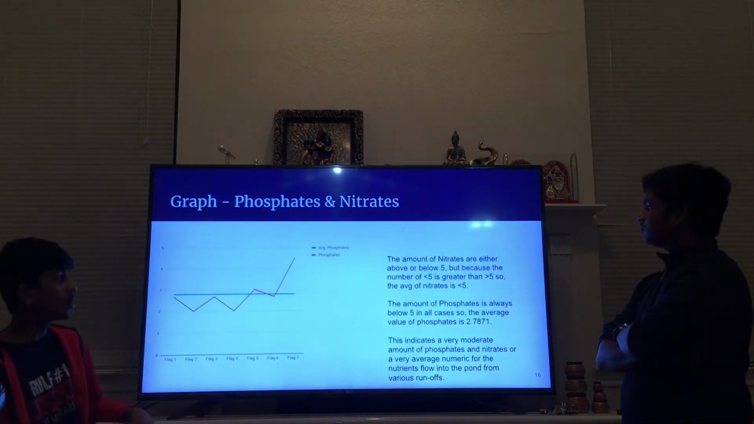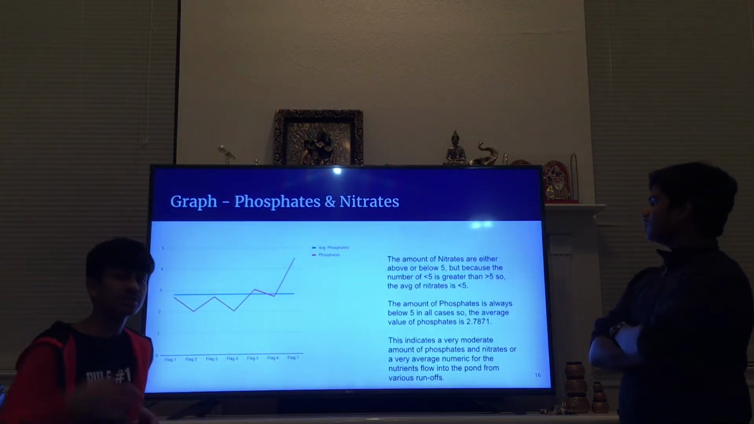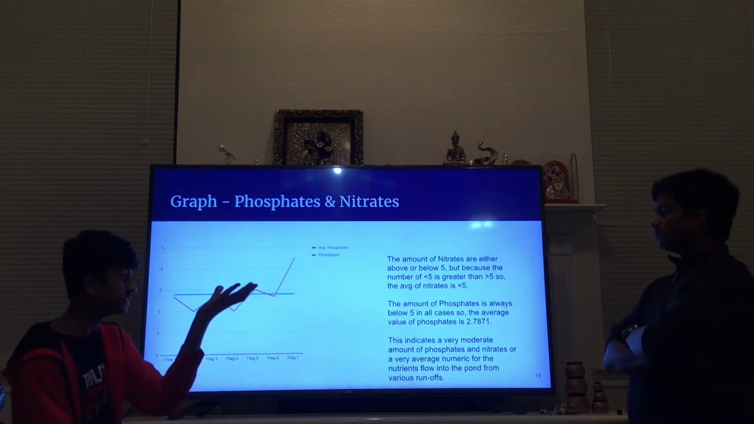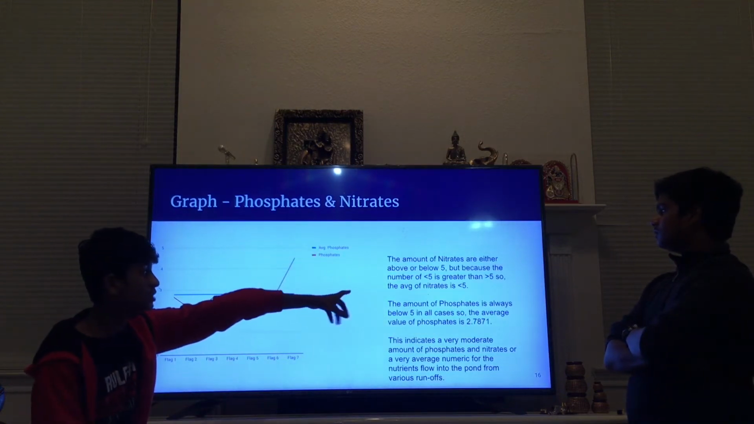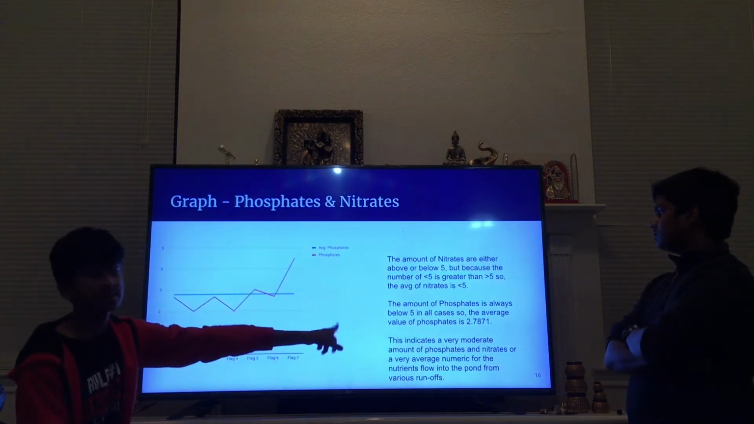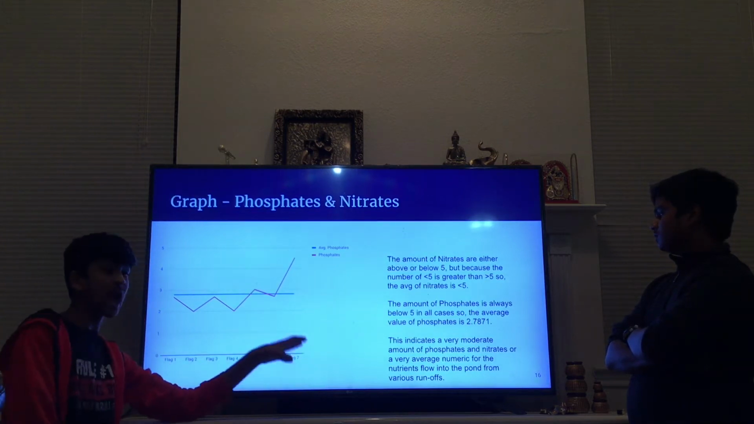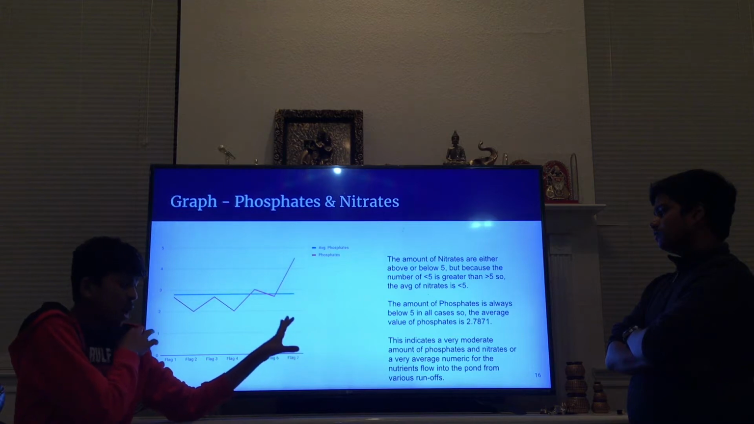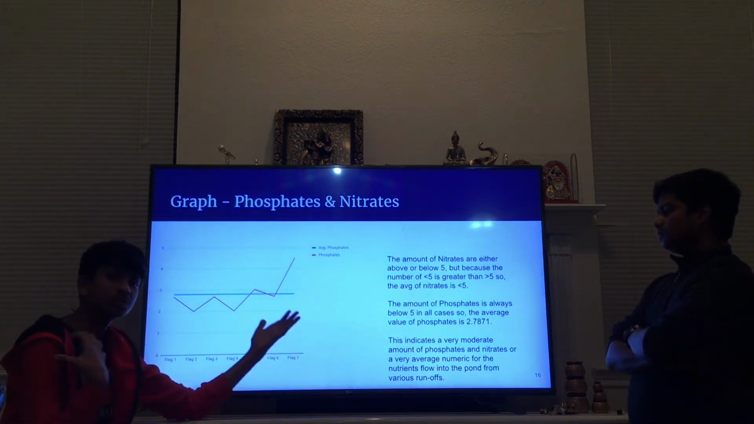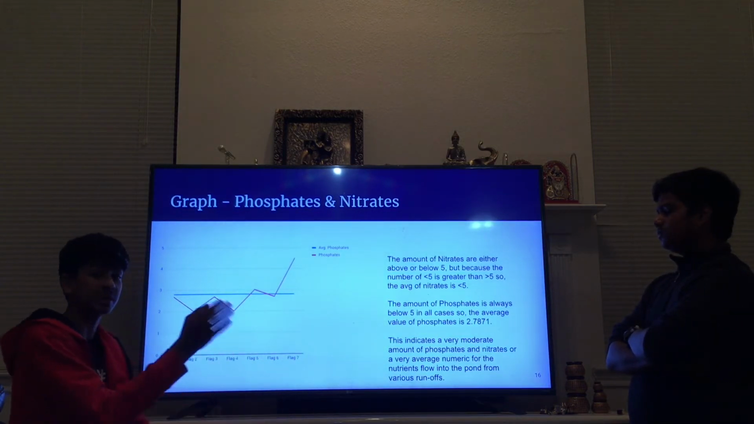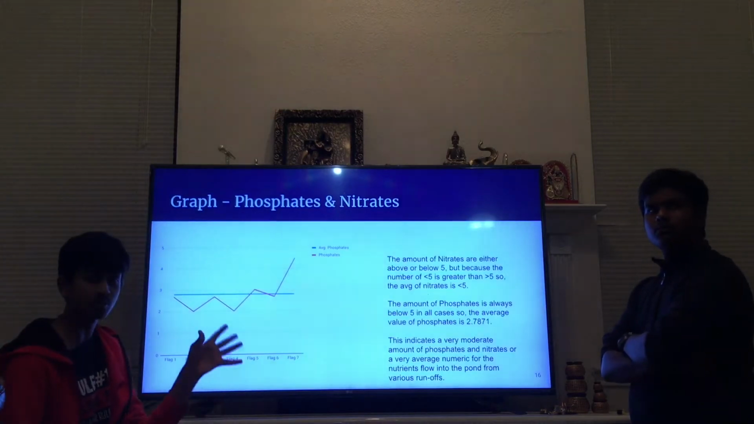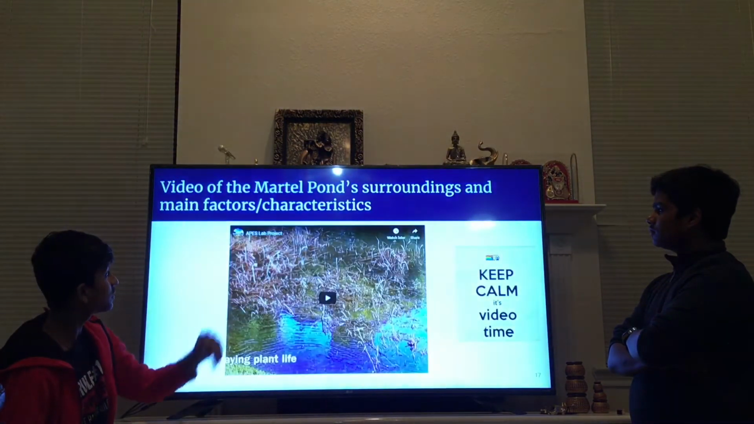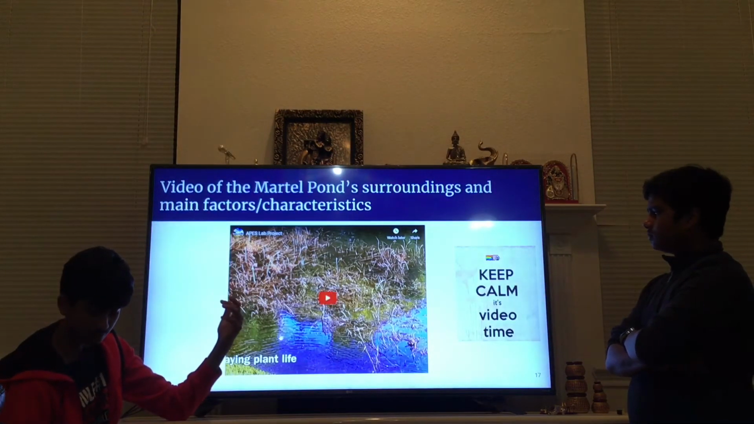Phosphates and nitrates. Phosphates and nitrates are basically the nutrients that enter the water, which increases algae development. We have nitrates, which is less than 5, and phosphates, which is 2.787, which indicates a very average nutrient flow. It's kind of high, but not that high, so it's moderate, which is pretty good, and doesn't cause a high algae bloom. Algae bloom is moderate. And here's a video of the outlook of the Martel Pond.